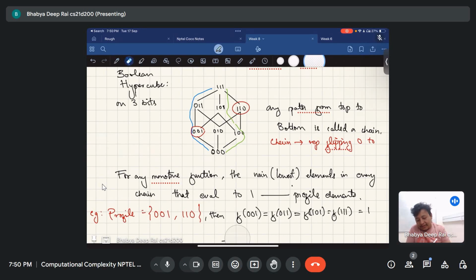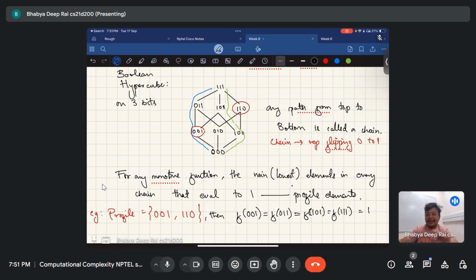So monotone functions will always have these profile elements because each chain represents flipping a 0 to a 1. And the point after which flipping 0 to a 1 always gives a 1, that element is called the profile.